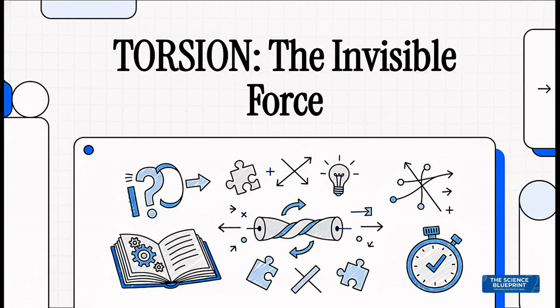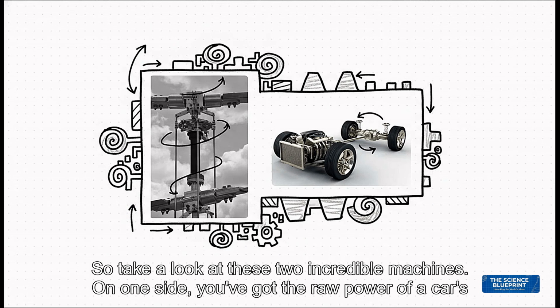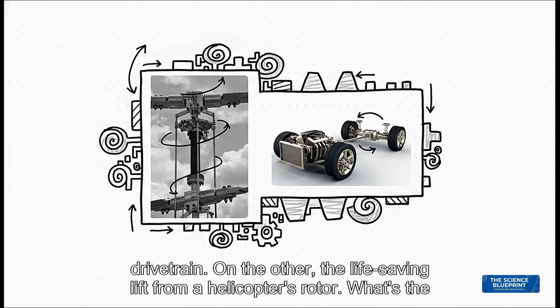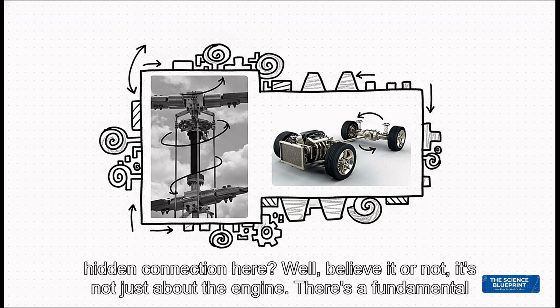Today we're talking about an invisible force that's absolutely essential for pretty much everything that spins and moves in our world. So take a look at these two incredible machines. On one side, you've got the raw power of a car's drivetrain. On the other, the life-saving lift from a helicopter's rotor. What's the hidden connection here?